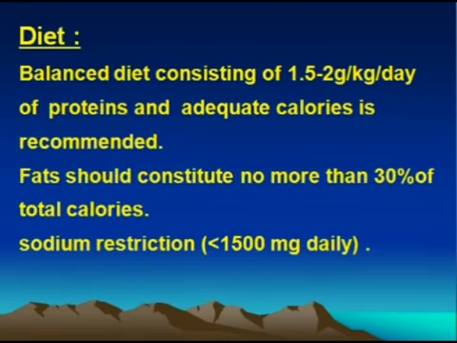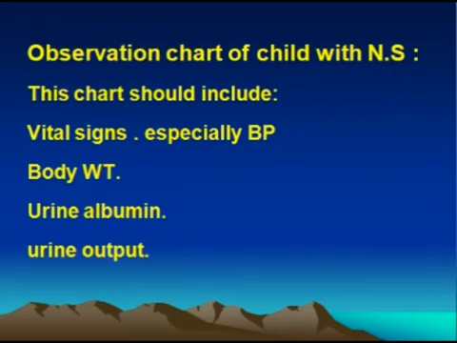Diet. A balanced diet consisting of 1.5 to 2 gram per kg per day of protein and adequate calories is recommended. Fat should constitute no more than 30% of total calories, with sodium restriction to less than 1.5 gram per day. The observation chart for a child with nephrotic syndrome should include the following: vital signs, especially blood pressure, body weight, urine albumin, and urine output.